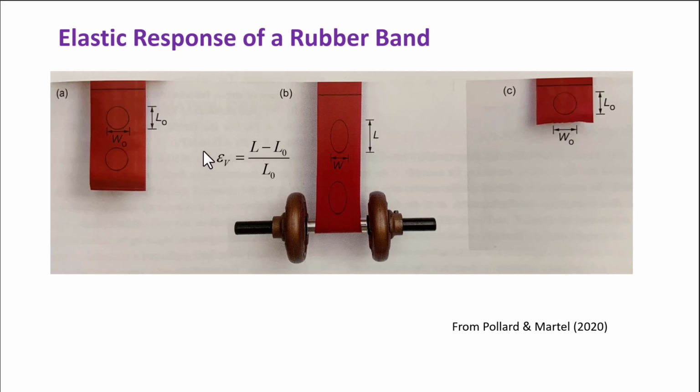First, we understand the concept of strain. The strain is defined as the change in length divided by the initial length. Second, we can revisit the concept of stress. Here, the force is provided by this dumbbell. Force divided by the area of the cross-section of this rubber band gives rise to stress.